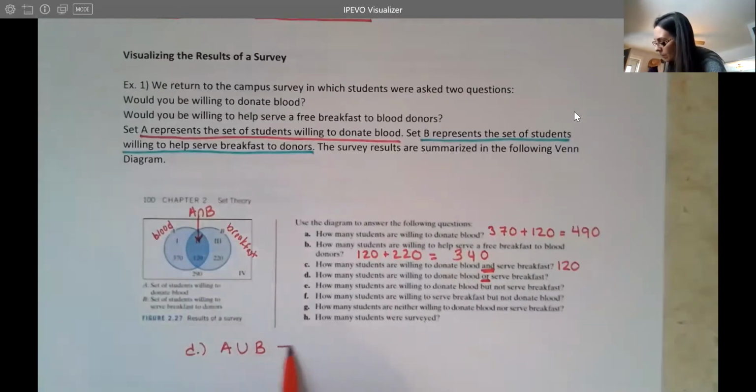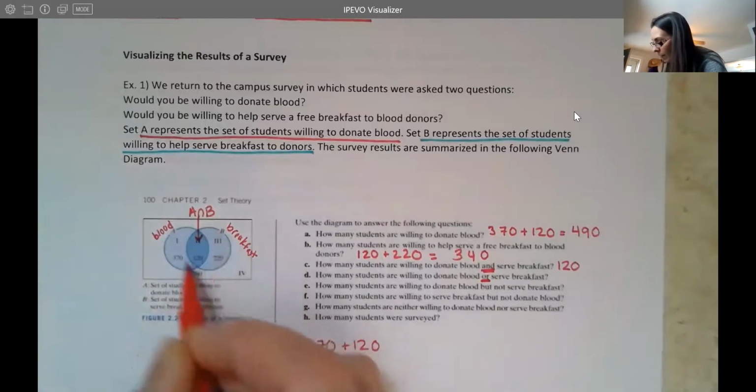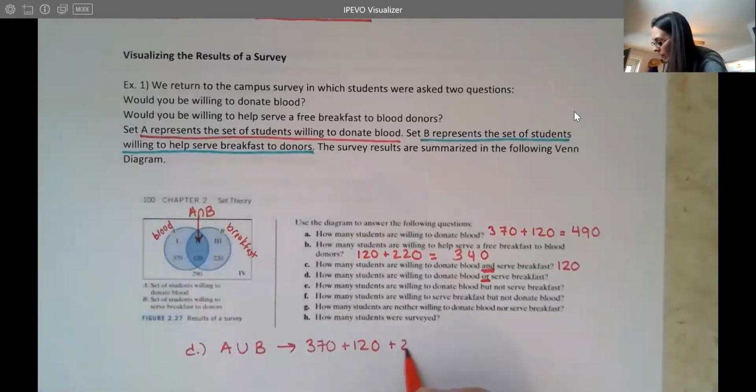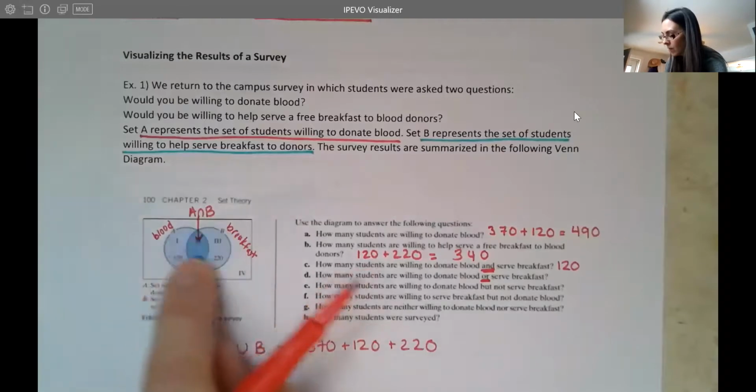Now think about this. For A, I have the 370, I have the 120, and then for B, I have the 120 and I have the 220. But I don't need to write that 120 twice. Remember, we don't want to double count when we're doing sets or have repeats. So when I'm combining A and B together, we need to be careful here that we're not including that intersection twice. So this is one way to do it, is to visually just find that union, right?